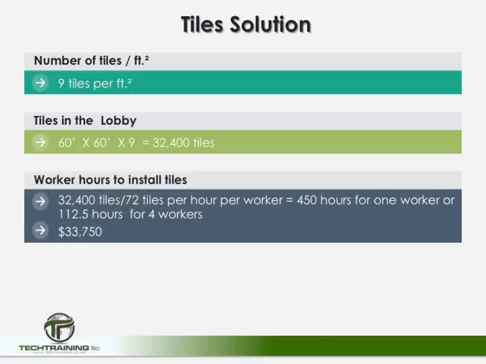So now that we know how many tiles are required, we can determine the worker hours as well as the cost. To do this, we're going to take the 32,400 tiles and divide it by the 72 tiles per hour. This equals 450 total hours. This is if 1 worker were performing the task, or 112.5 hours for 4 workers.